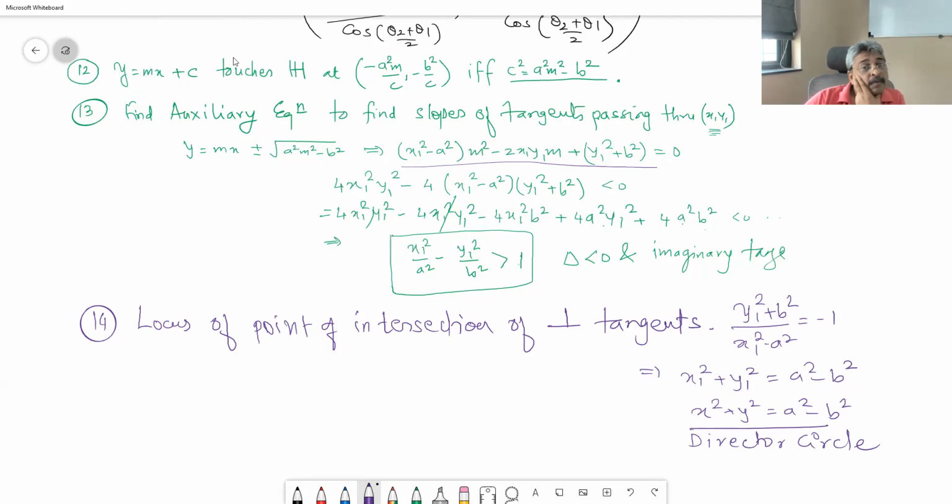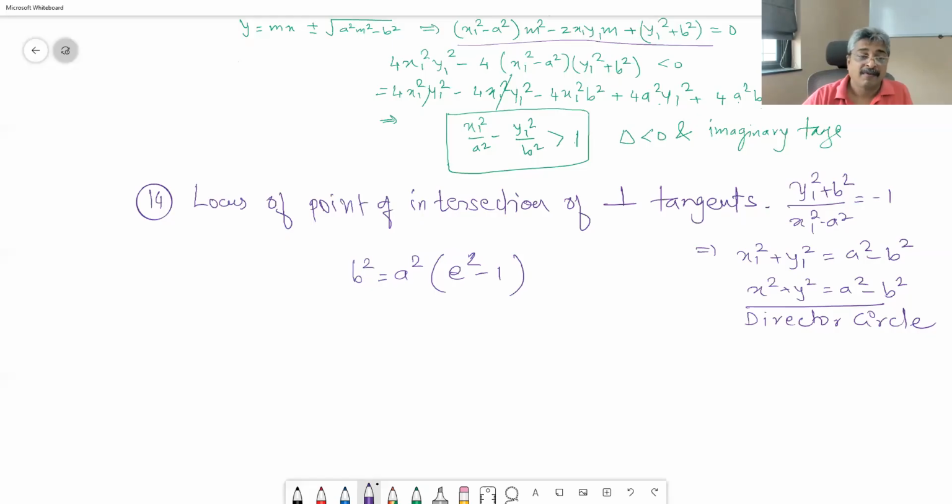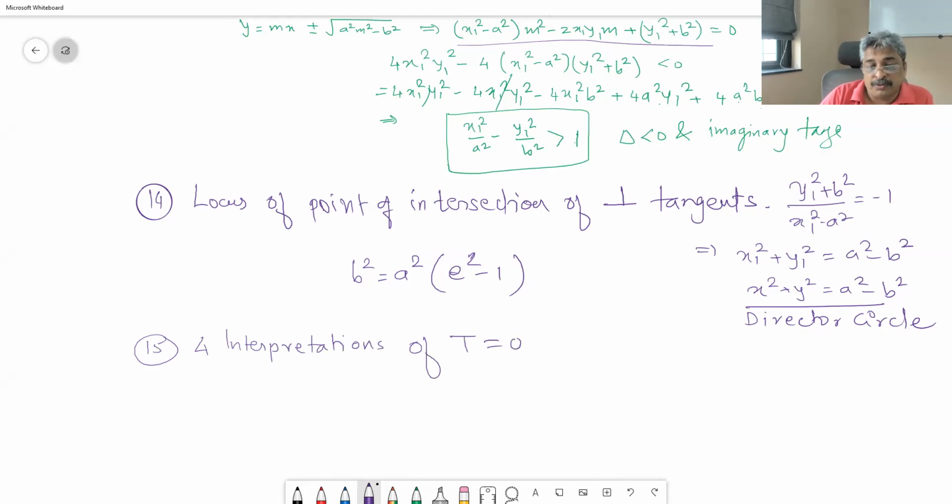Good. Four meanings, interpretations, of t is equal to 0. We have done this. 16.